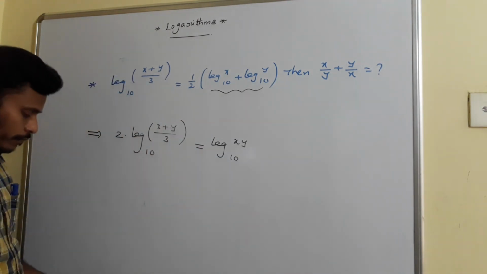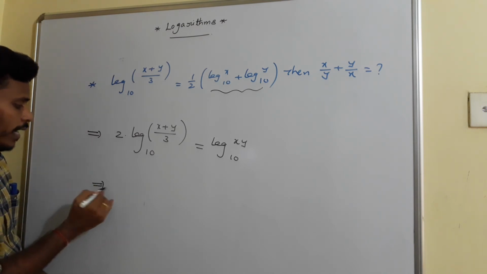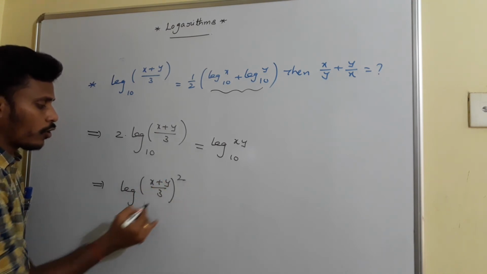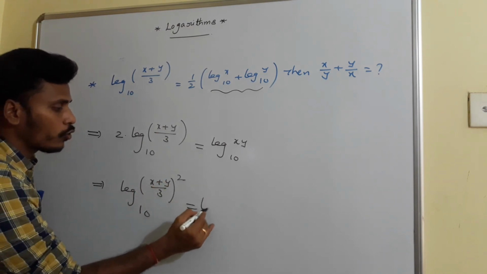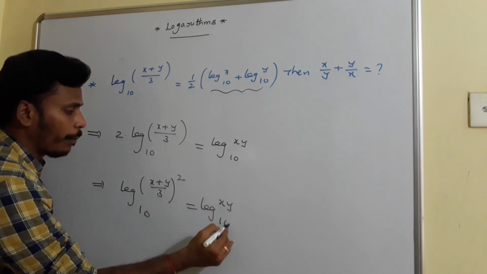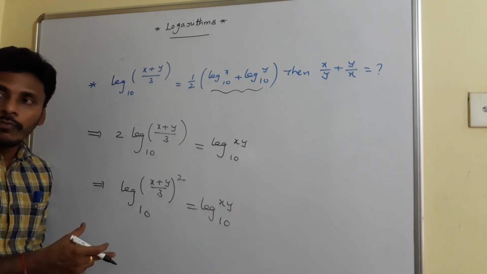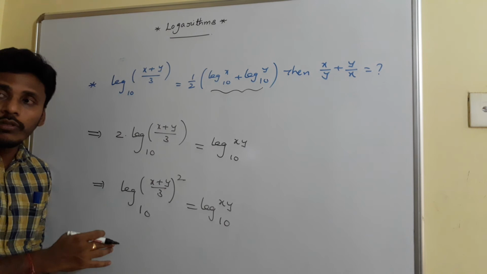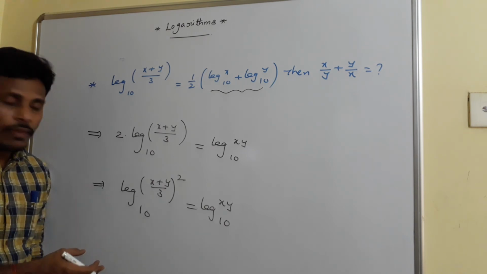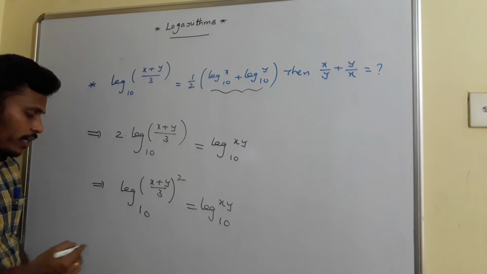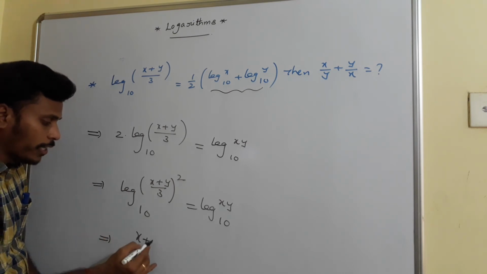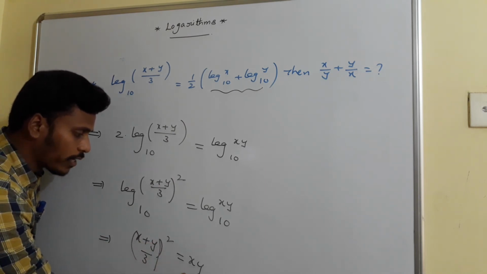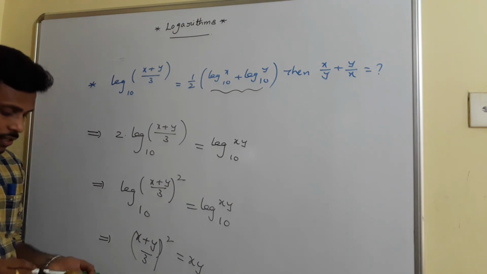If you observe, that implies logarithm of (x plus y)/3 squared base 10 is equal to logarithm of xy base 10. Now if you observe, both sides have logarithms with base 10. So you just remove that logarithm with base 10 from both sides. If you remove it, then what you have in your hands is ((x plus y)/3) squared is equal to xy.